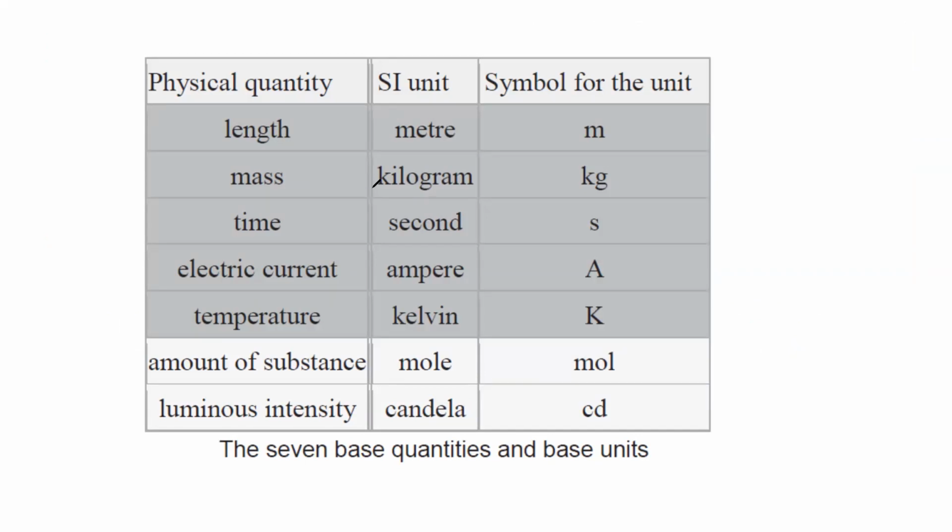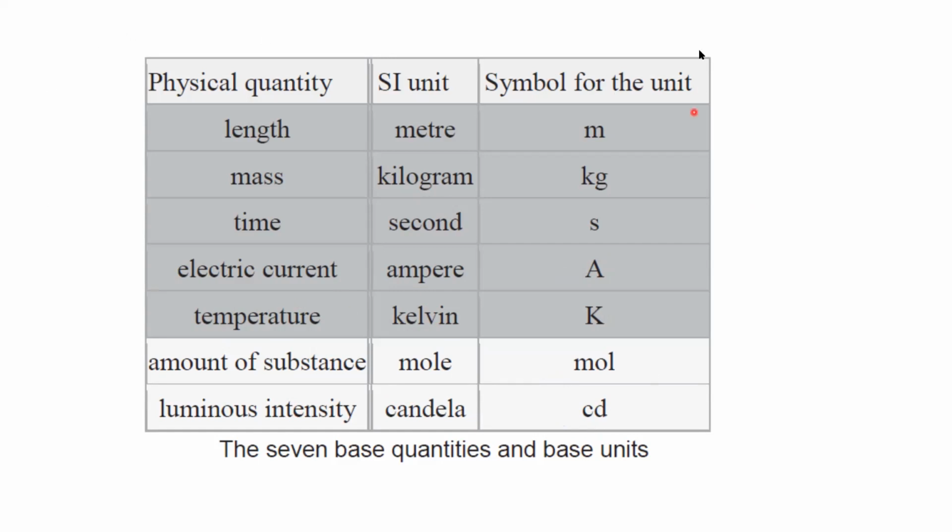Time is also a base quantity. The SI unit of time is second, represented by small s. Electric current, the unit is ampere, denoted by capital A. Temperature is in Kelvin, denoted by capital K. Amount of substance, mole, denoted by mol. And luminous intensity, the unit is candela, denoted by cd.